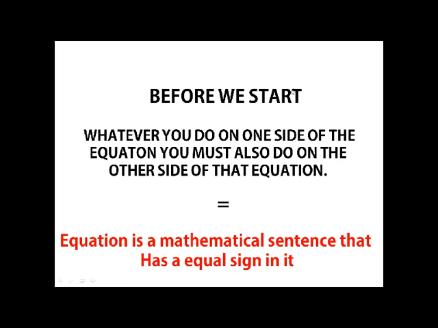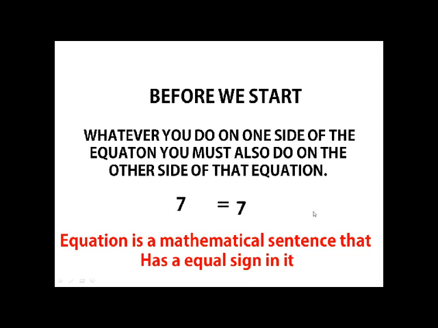The first thing is that an equation is a mathematical sentence that has an equal sign in it. The second thing is that whatever I do on this side of the equation, or equal sign, I must also do on this side of the equal sign, correct?